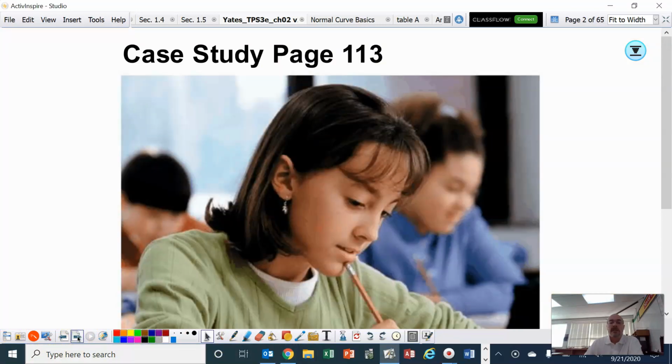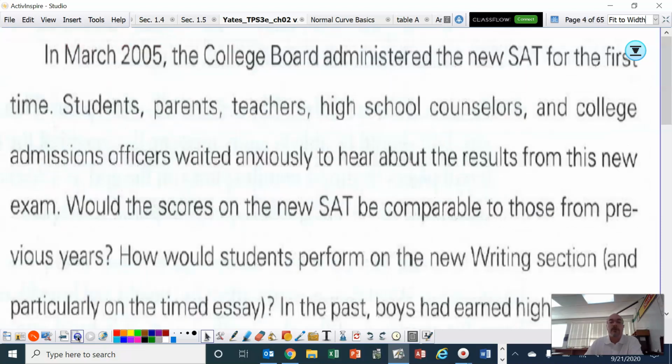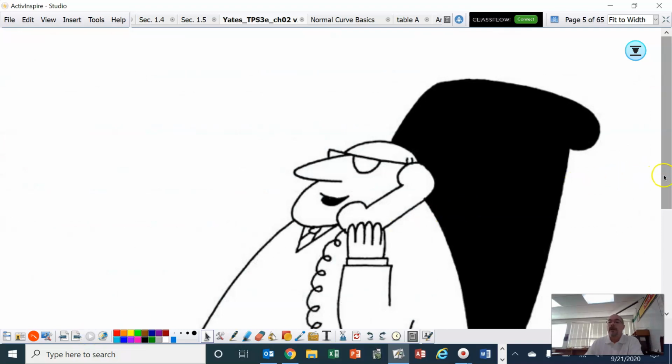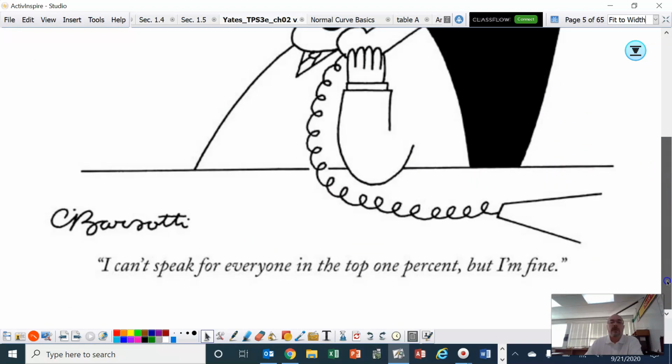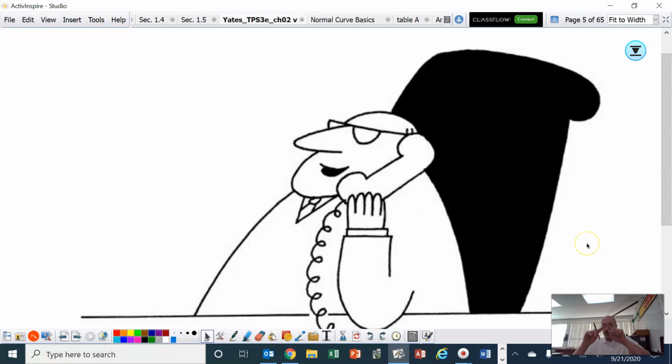First thing, please take time and read the case study again in your book, page 113. Read over that. It's all about the SAT test. So juniors, and seniors too, you should relate to this because we are still planning on at some point taking that SAT this year. Read over that. I'm not going to read it to you. You are all capable of reading that in your book. I like their little cartoons here. I can't speak for everyone in the top 1%, but I'm fine. Remember the normal curve, top 1%.